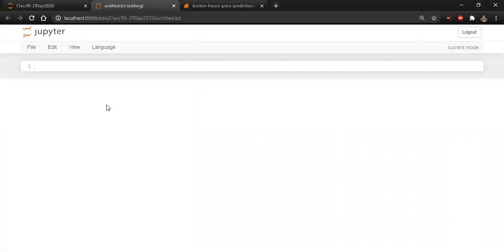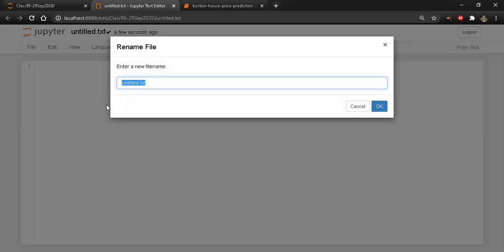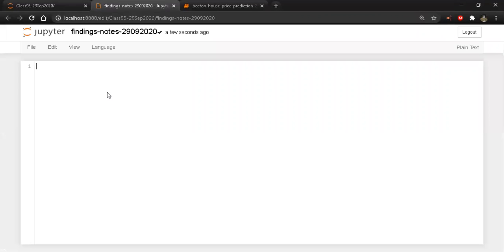Let's take a notepad. So this is finding notes, right? 290922020, I'm just giving the date. And here CRIM variable is right skewed, right, and contains outliers.